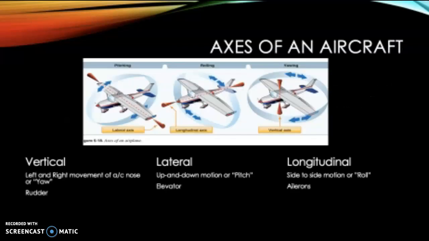The three axes of an aircraft: vertical, lateral, and longitudinal. The vertical is the left and right movement of the aircraft nose, or the yaw. This is controlled by rudder in the aircraft. The lateral axis is the up and down motion, or the pitch of the aircraft. This one's controlled with the elevator. And finally, we have the longitudinal axis, which is the side-to-side motion, or the roll, which is controlled by the ailerons.